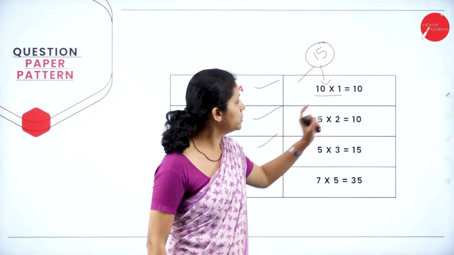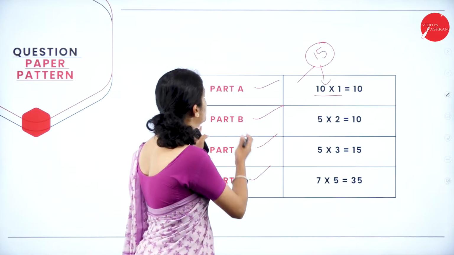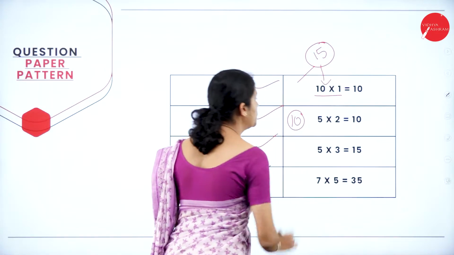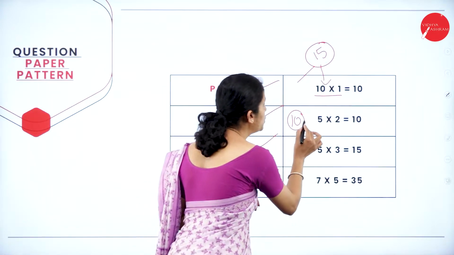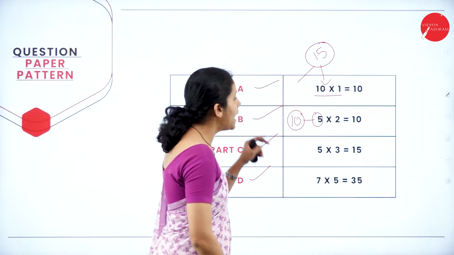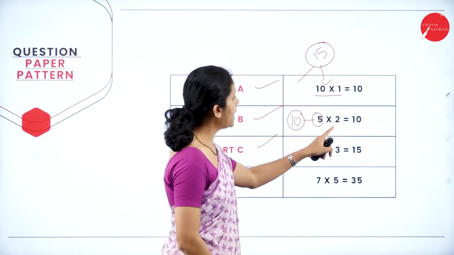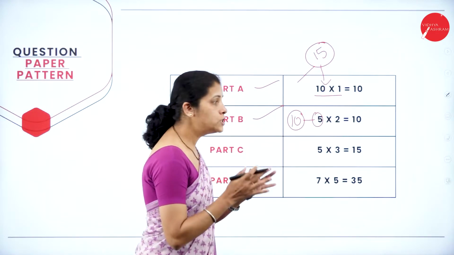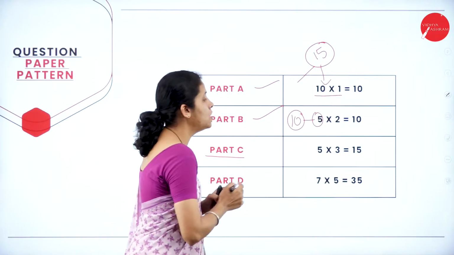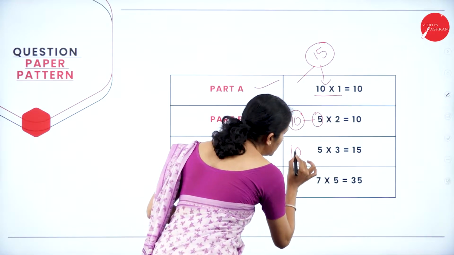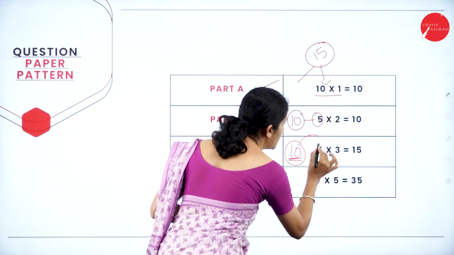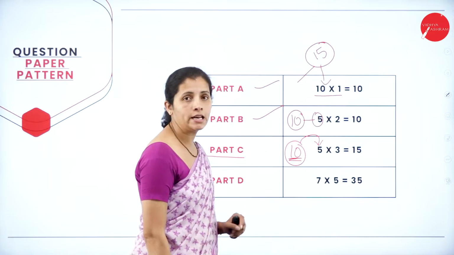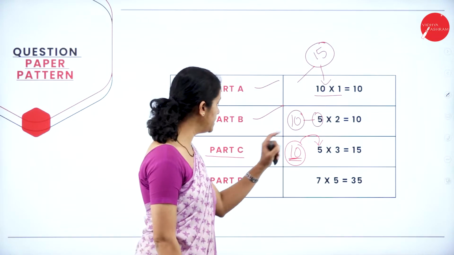So 1 into 10. And if I consider part B, once again, I'm going to get 10 questions. Out of 10, I want to attend only 5, and each question carries 2 marks. That is 5 into 2. So dear student, if I consider part C, once again I am going to get 10 questions. Out of 10, I want to attend only 5 and each question carries 3 marks. That is 5 into 3, it is 15.